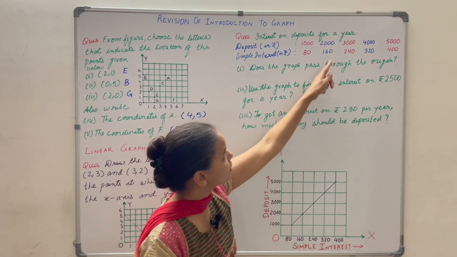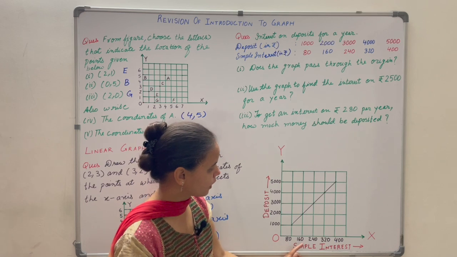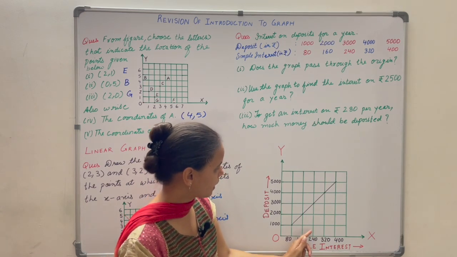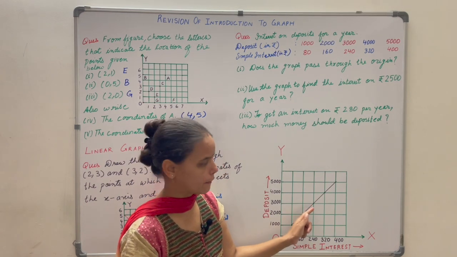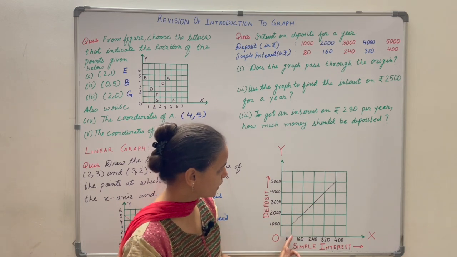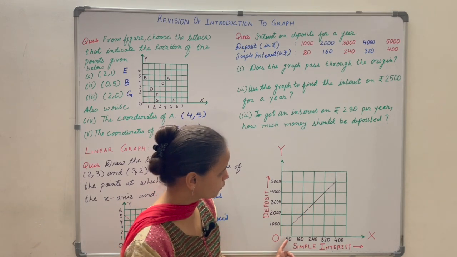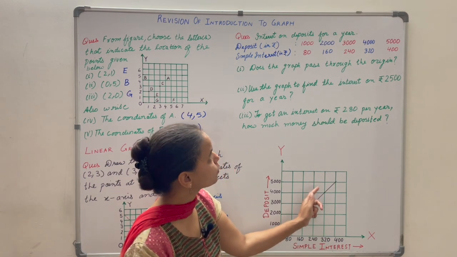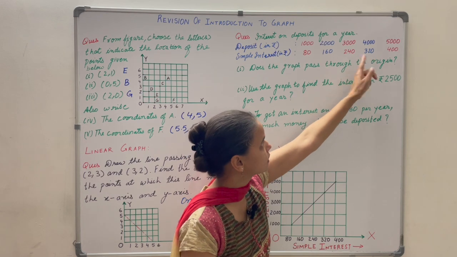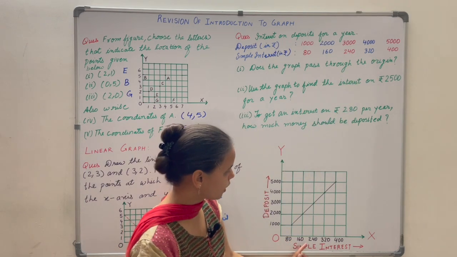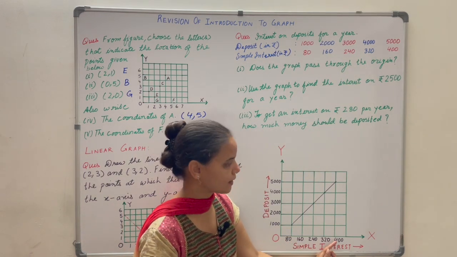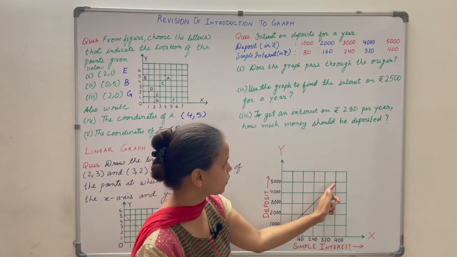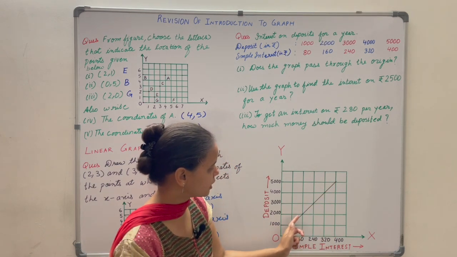Similarly, to get this point, you have to move 240 units towards right and then 3000 units vertically upwards. You get this point. Then for this point, you have to move 320 units towards right and 4000 units vertically upward. You have done that. Then the last one is 400 units you have to move towards right and then 5000 units vertically upward. So you got all these points.